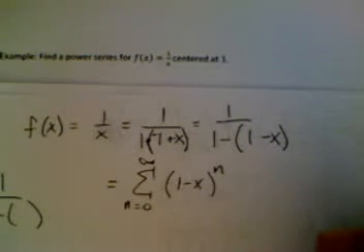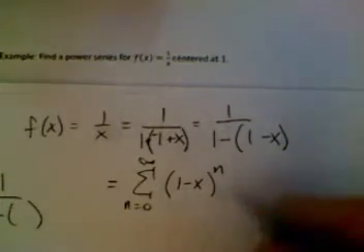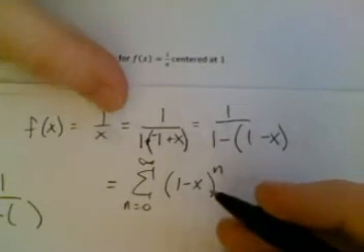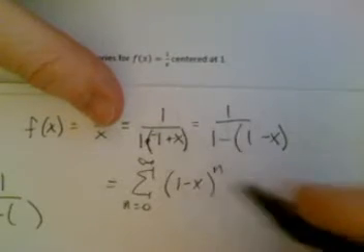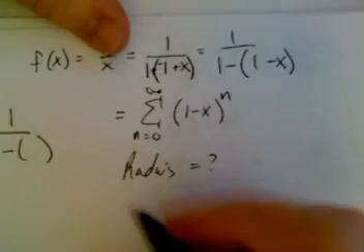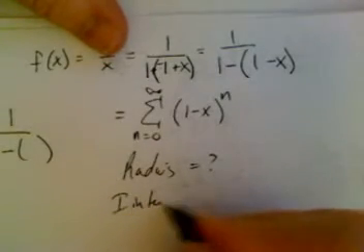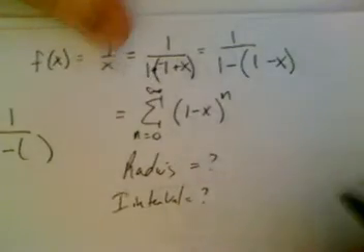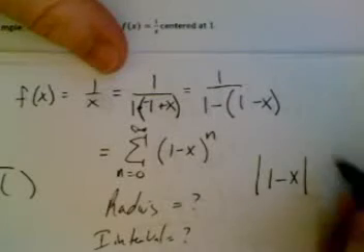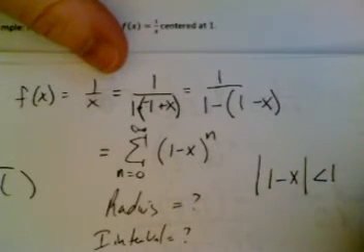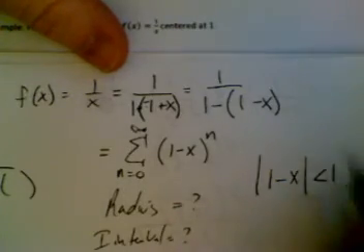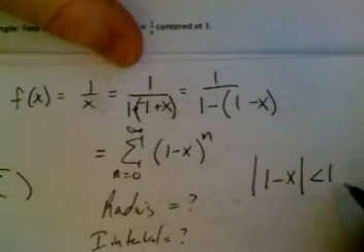Now, if this is the series, then what would be the radius of convergence? What would be my radius, and what would be my interval? For the radius, we remember again that the absolute value of 1 minus x has to be less than 1. If that's true, then my radius is still 1. The x plus or minus something is still less than 1.